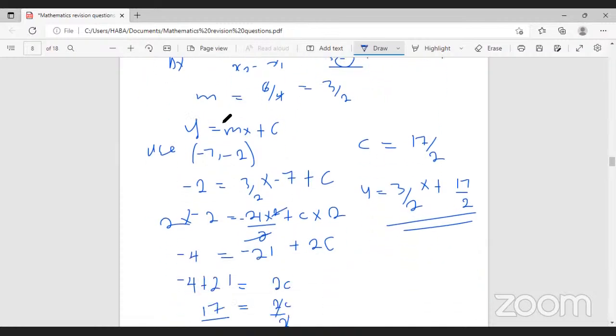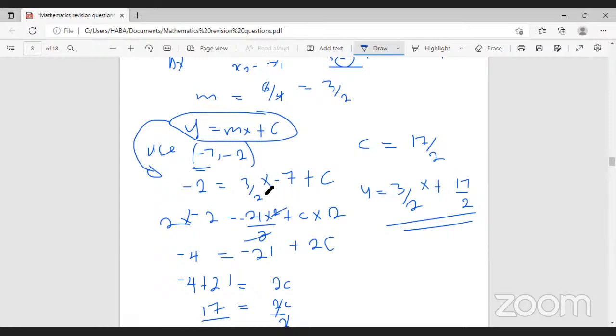Yes, then we went ahead to use the general equation of a line, and we picked a point negative 7, negative 2. So meaning the negative 7 is x and the negative 2 is y. And then we substitute it in this equation to get negative 2 is equal to 3 over 2, because that was our gradient m, times negative 7, which is x, then plus c. So when we are using this equation, we are trying to find what the value of c is.